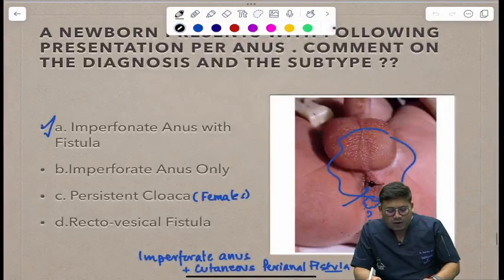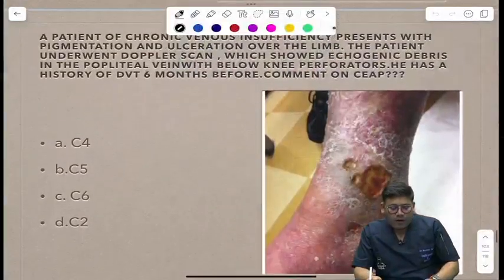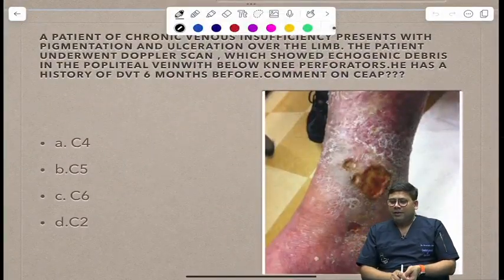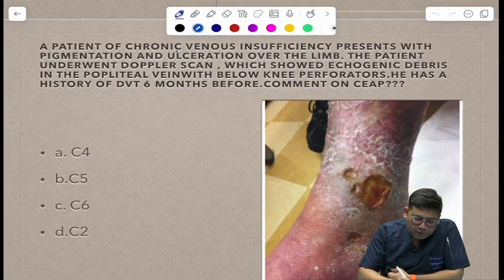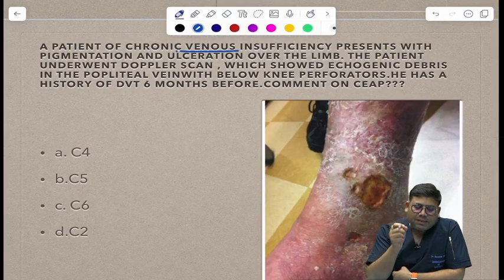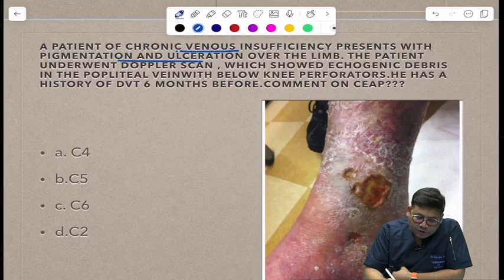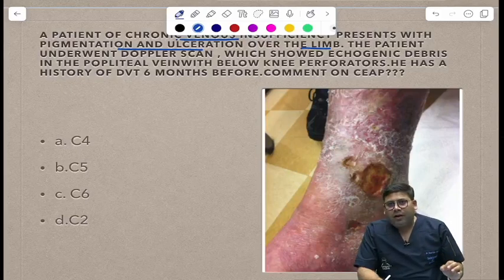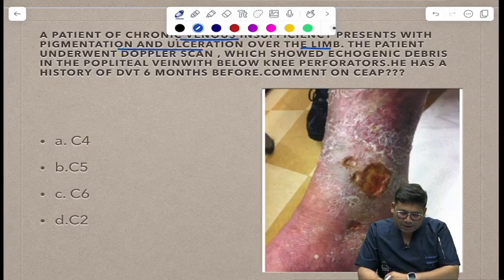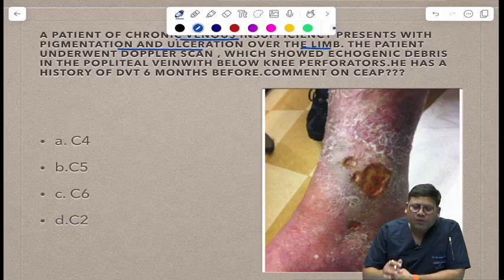Let us go to the other image. So we have seen this. Okay, now we get the next question. This is again a very easy question. A patient of chronic venous insufficiency presents with pigmentation and ulceration over the limb. Now you know that every exam we get questions on the CEAP classification, and this question is on CEAP.